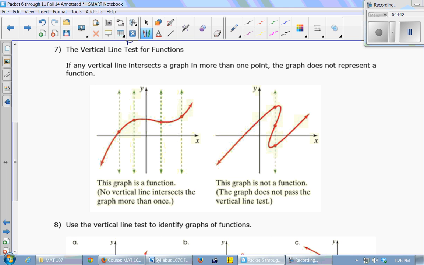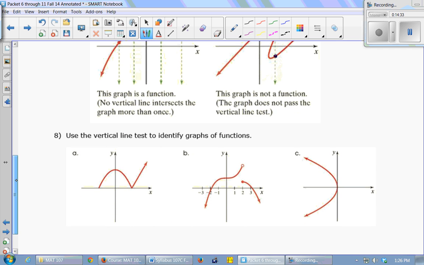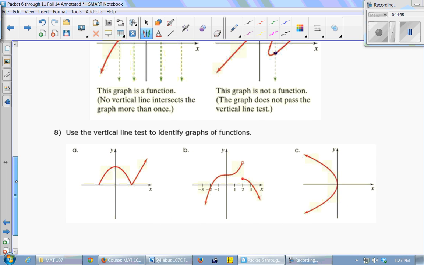So this first one is a function. It never hits in more than one point. But with this one, I'm sweeping it through, sweeping it through, and bam, I hit a spot where that vertical line intersects more than one point. So not a function. It just depends on the y value, if there's more than one y value for any given x.